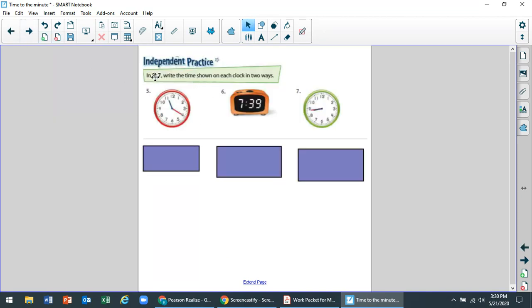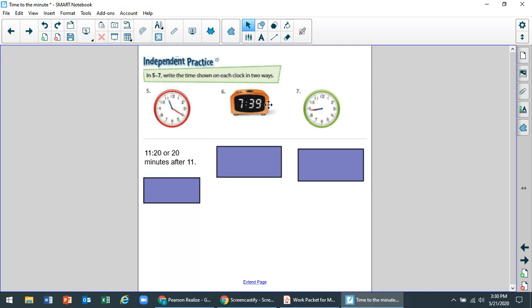Now you try it. Here are 3 examples of clocks. What are the 2 ways that we could tell the time on this particular clock? Determine what your hour is. Remember, hour is the shorter hand. And then what are the minutes? Count by 5s. If you said 11:20 or 20 minutes after 11, you are correct.